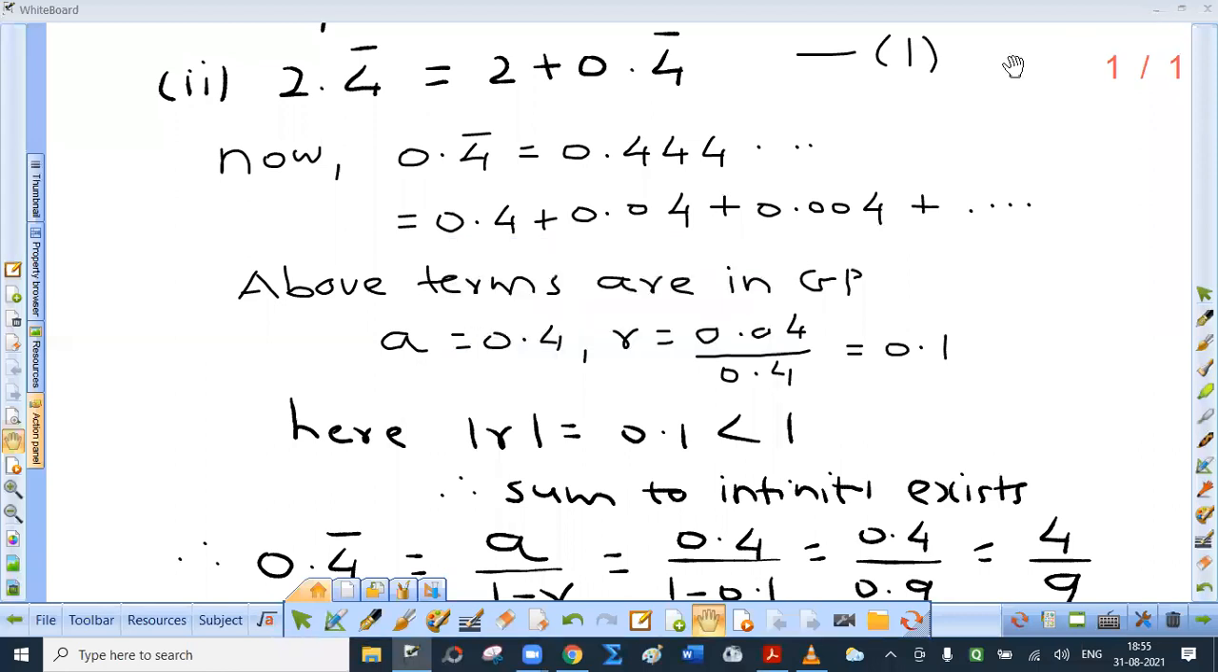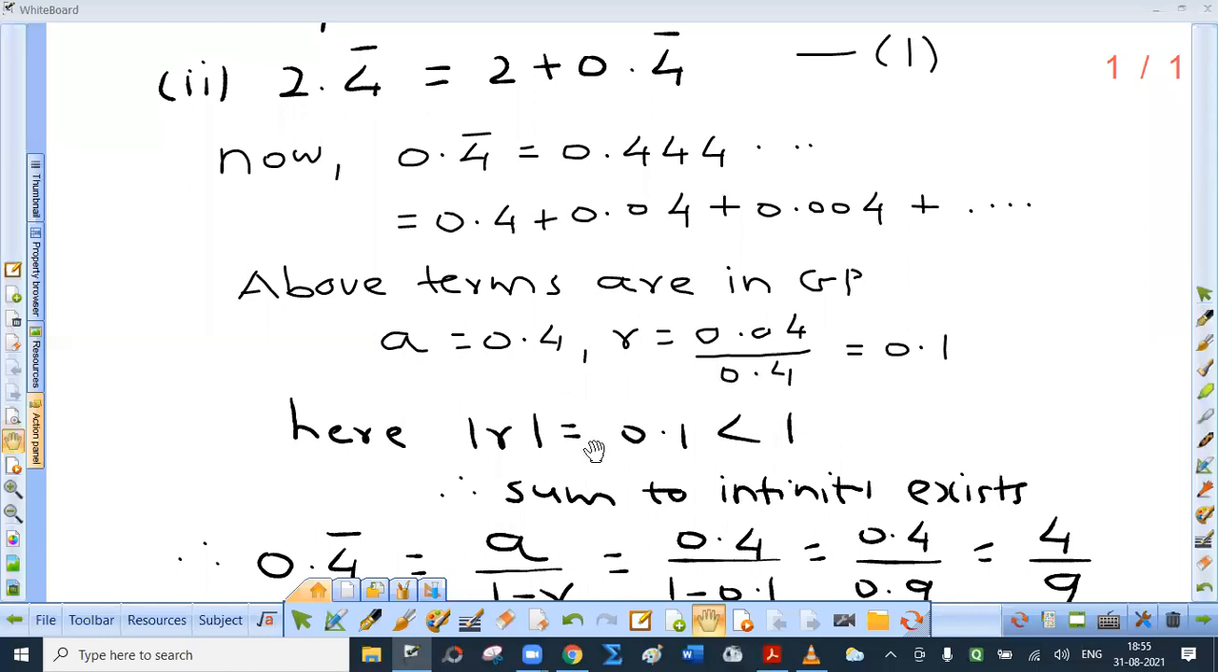Second, 2.4 bar. That is 2 plus 0.4 bar. See, 2 is not recurring. So it is better that we simplify this separately. Now it is 0.4 bar. It is 0.4444. Sorry. That is 0.4 plus 0.04 plus 0.004 and so on. Note that these terms are in geometric progression with first term 0.4. Common ratio is second by first, that is 0.1.